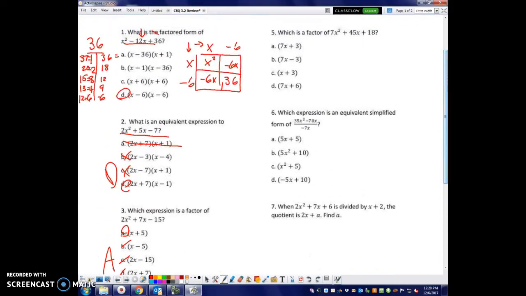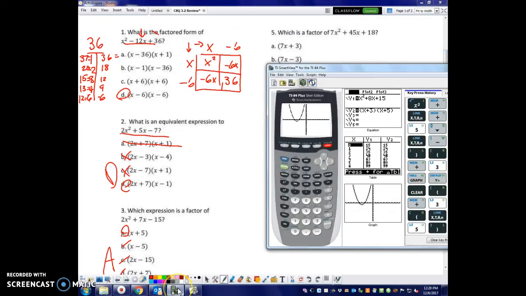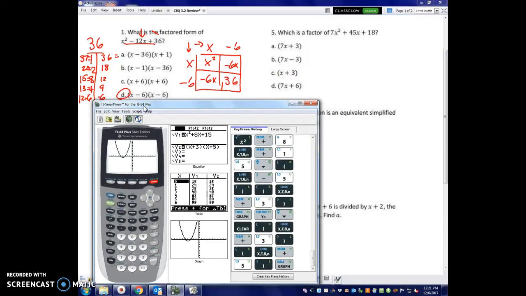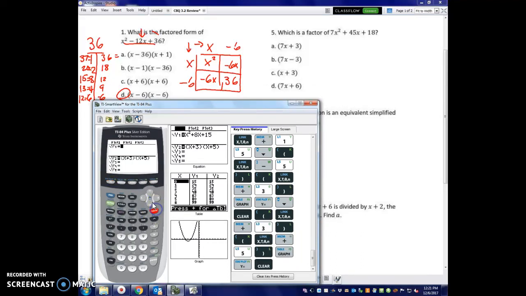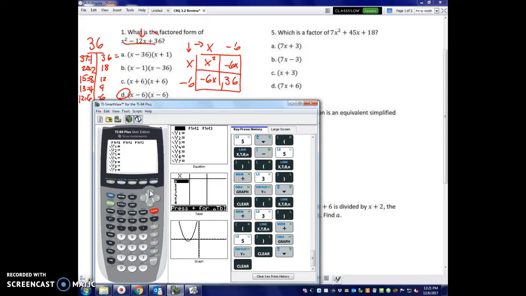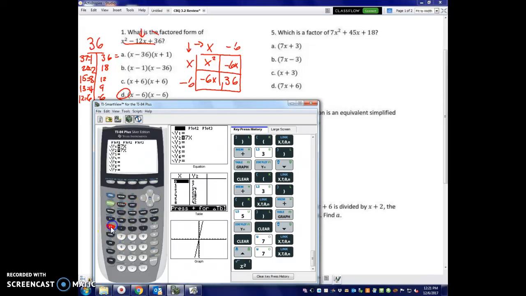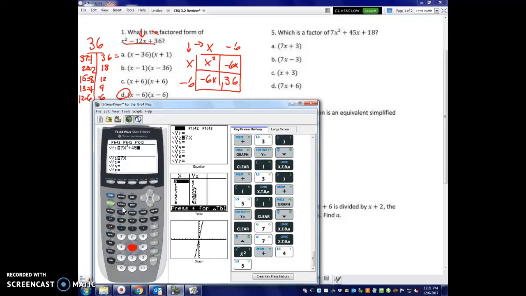Okay. What is a factor of that equation? Take out your calculator. Let's check which is a factor. So go to y equals, remember? It's where it crosses through. So we have 7x squared plus 45x plus 18.